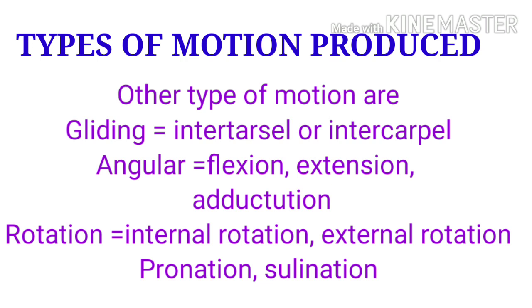Okay, beyond this, motion can be gliding, angular and rotation. Gliding occurs when one bone slips over another, like intertarsal and intercarpal. Then we have angular, that is the angle between 2 bones changes, that is flexion, extension, hyperextension, abduction, adduction. And then we have rotation, that is turning of a bone around its own axis. It happens in the hip or shoulder. Internal rotation, external rotation, pronation, supination, plantar flexion, dorsiflexion. These are the other types of motion which are produced by the bones.